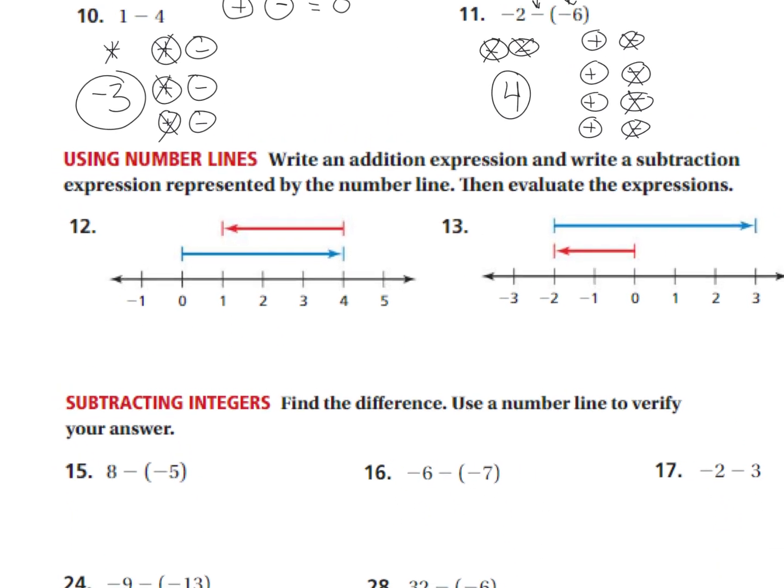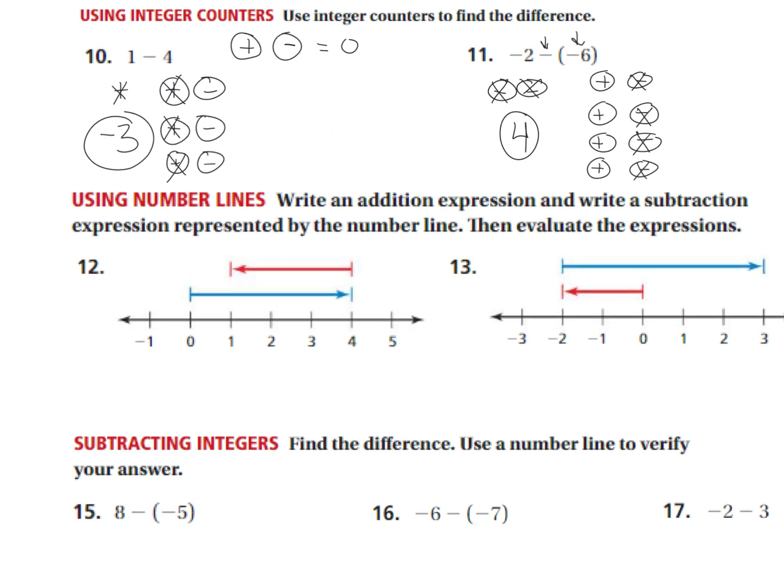For number 12 and 13, it says write an addition expression and a subtraction expression represented by the number line, then evaluate. For my addition, I see that I went to 4 first, so that's my first number. And then I'm adding, well, I went backwards, so I know it's going to be negative. How many did I go backwards? 1, 2, 3. So 4 plus negative 3 would work. For subtraction, I still start out at 4, but now subtraction just says go the opposite way. This is just going to be 4 minus 3. Both of these, no matter which one you do, you're going to end up back at 1.